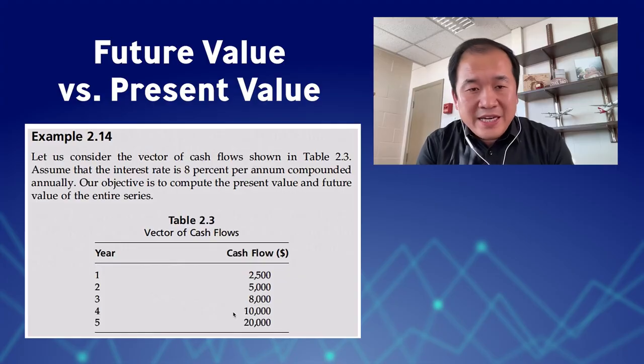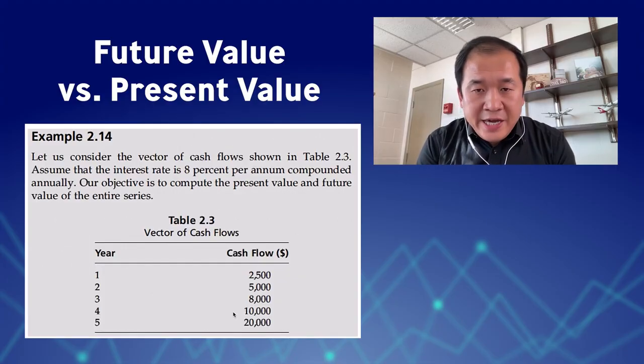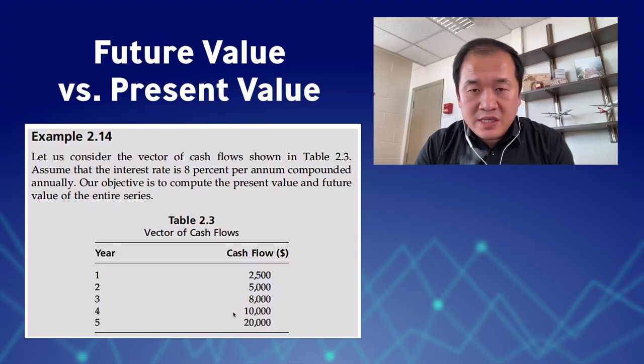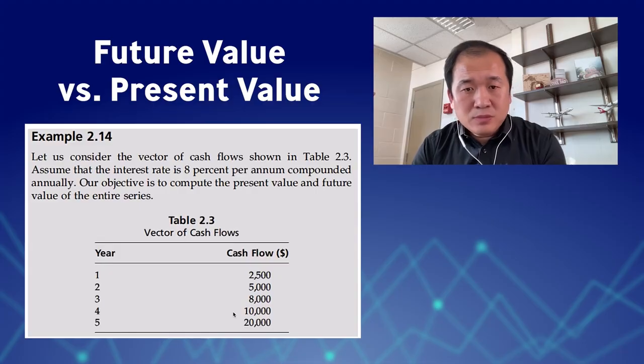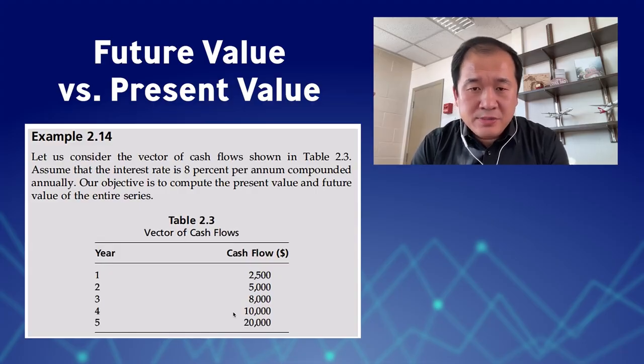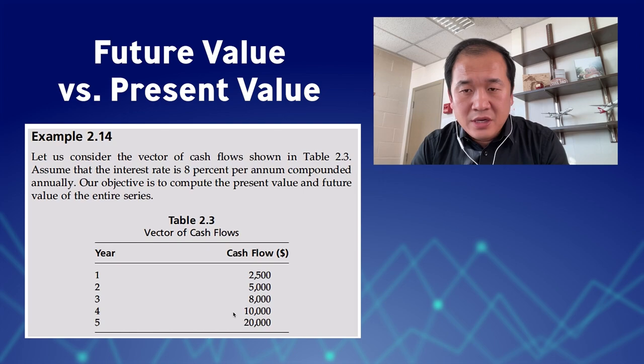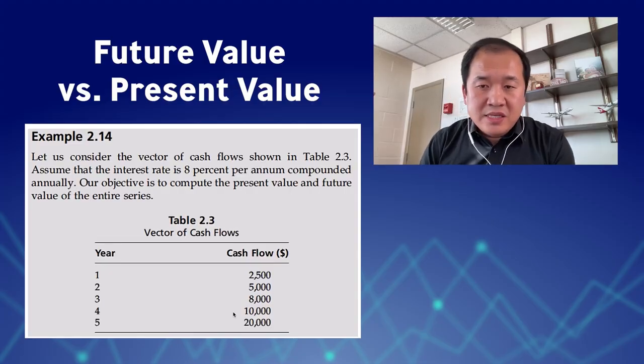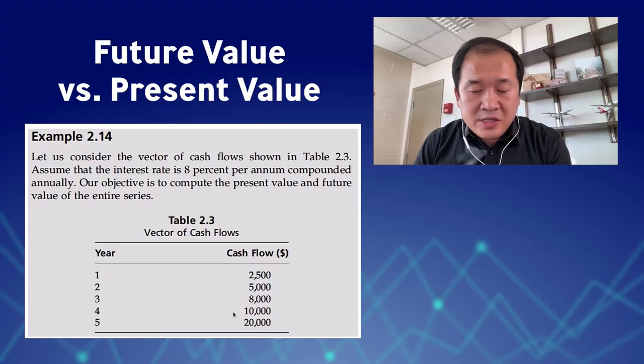Here we have an example, and let's just consider a vector of cash flows, which means that you receive a different amount of cash at different periods. We assume the interest rate is 8% per year, compounded annually, so there's only one conversion period in each measurement period. The objective is to compute the present value and future value of the entire series.